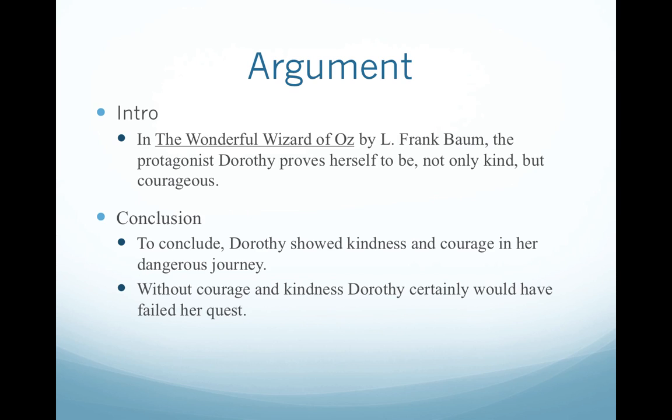So the argument, of course, is the exact same thing that was in your introduction. It was the middle thing. It came after your grabber. In the conclusion, the argument is your first statement. And so here's an example of the argument we had in our intro. In The Wonderful Wizard of Oz by L. Frank Baum, the protagonist Dorothy proves herself to be not only kind, but courageous. So that's our argument. We're saying Dorothy is kind and courageous.